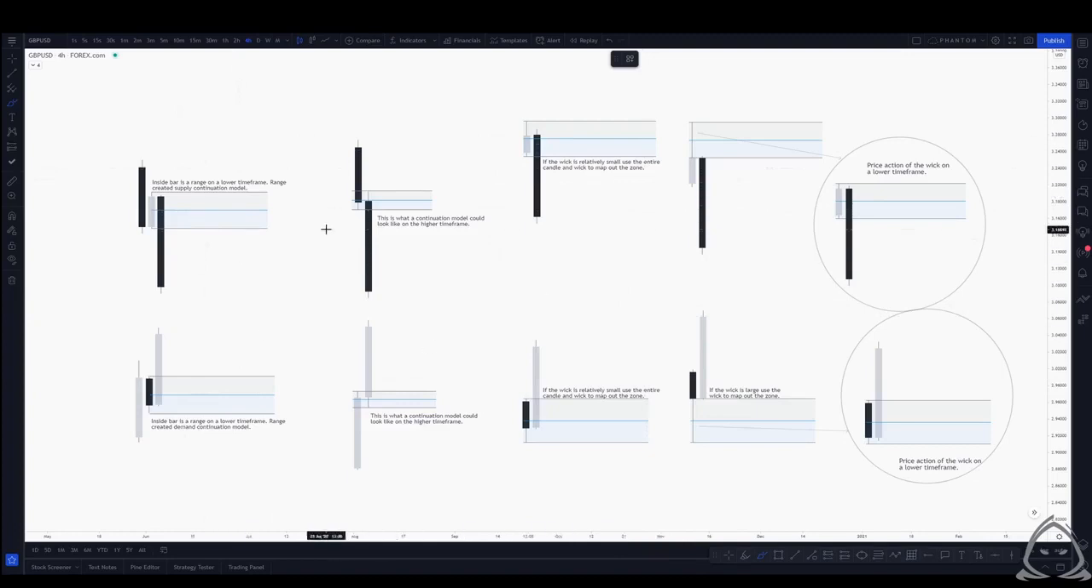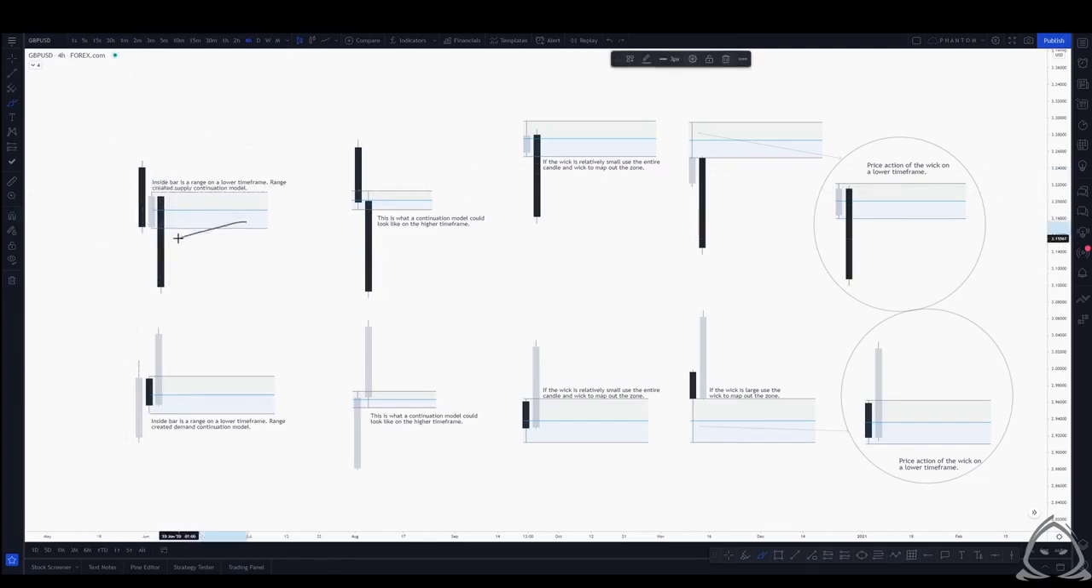So the first thing that we're going to look at is the concept of inside bars. And what is an inside bar exactly? An inside bar, quite simply, is a candle that rests within the previous candle. So in this example, we have a down candle or bearish candle. The next candle is a bullish candle. And what you can see is this bullish candle didn't break the high or the low of the bearish candle. It actually rests inside the bearish candle right here.